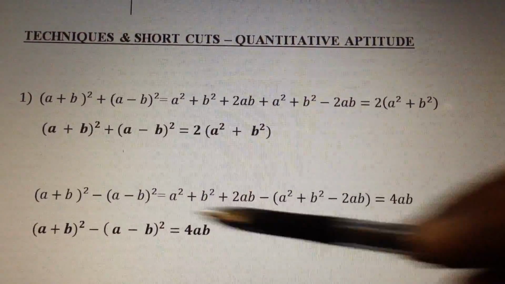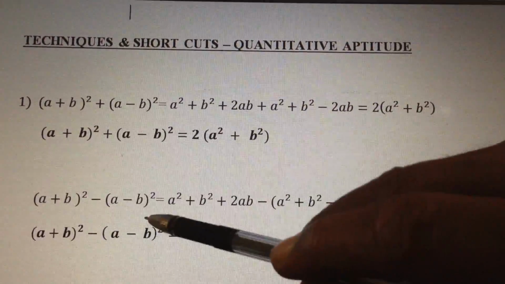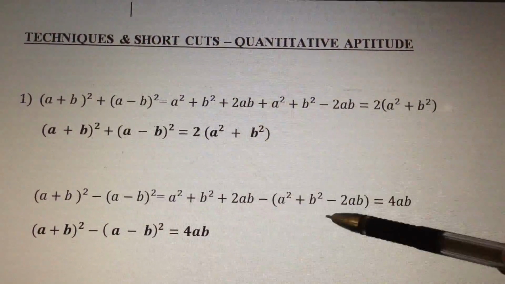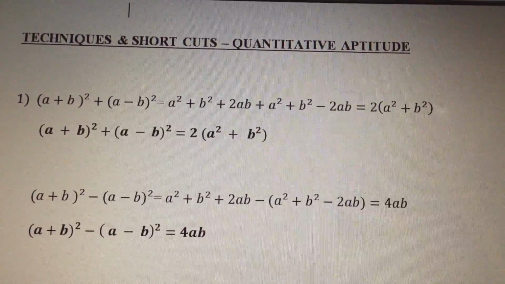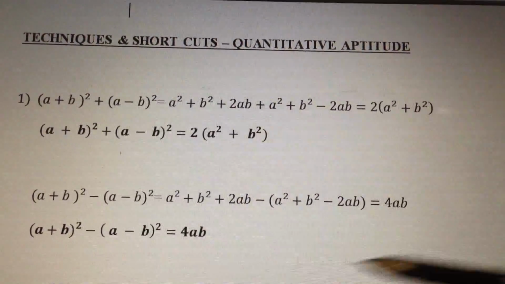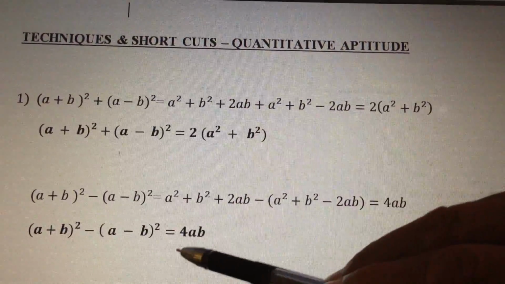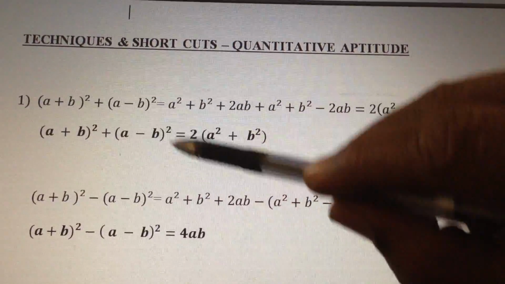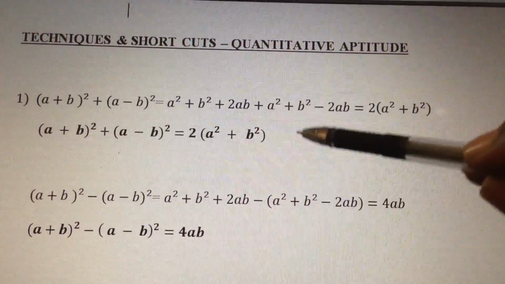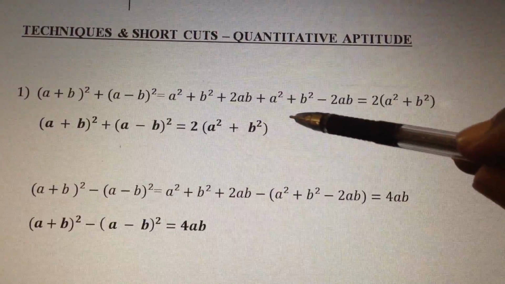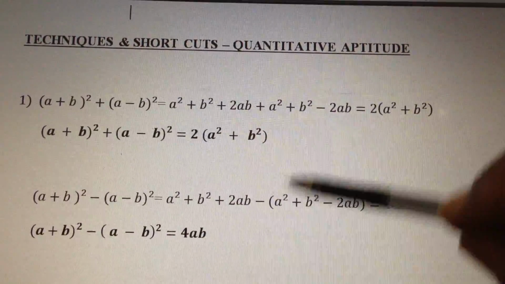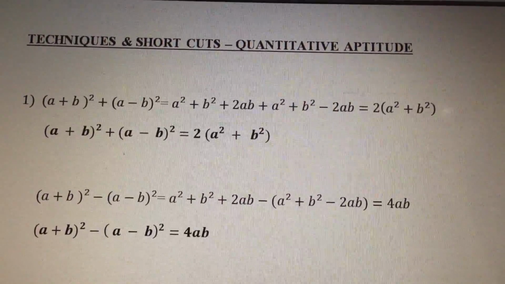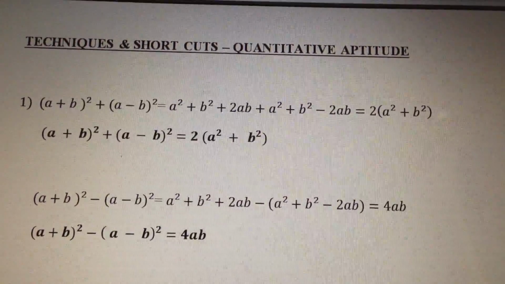The next one is (a+b)² − (a−b)², which is equal to a² + b² + 2ab minus of (a² + b² − 2ab), which is equal to 4ab. Therefore, (a+b)² − (a−b)² is equal to 4ab, and (a+b)² + (a−b)² is equal to 2 into (a² + b²). Let us try to remember these two identities which are very important in solving some of the questions. Okay, let us take up some small examples and see.